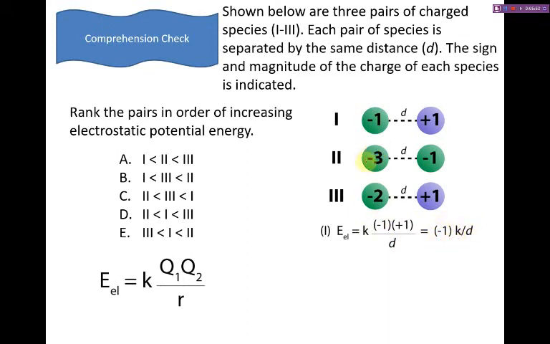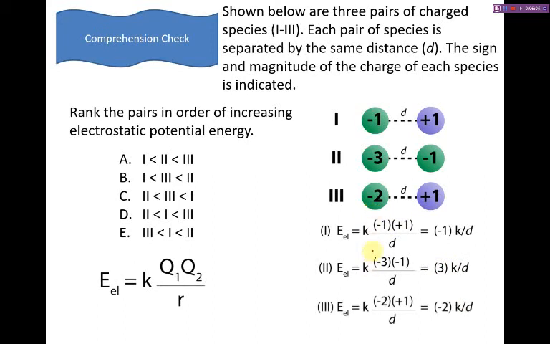For the second system, we have a -3 and a -1. When we plug those values in, they multiply and we get +3 times K over D. For the third system, we have -2 and a +1. When you multiply those two together, you get a -2. And what I would recommend that you do at this point is make a number line. We're wanting to determine the order of these in terms of increasing electrostatic potential energy.